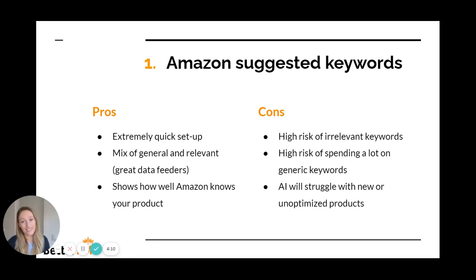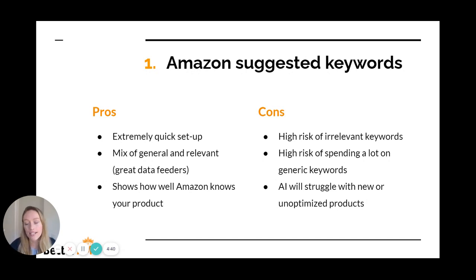And the cons here are kind of related to that. So there is a high risk of irrelevant keywords. I've had it where, in the beer glass example, you'll have wine glass pop up because it's relevant-ish, it's related-ish, but you're not going to want to waste money bidding on wine glass if you're selling a beer glass. And then second of all, you've got a high risk of spending a lot on generic keywords. So in that previous example, beer glass, $1 broad match bid, that's a bit too high.